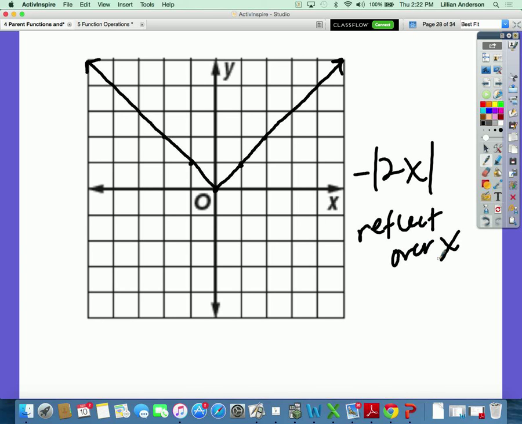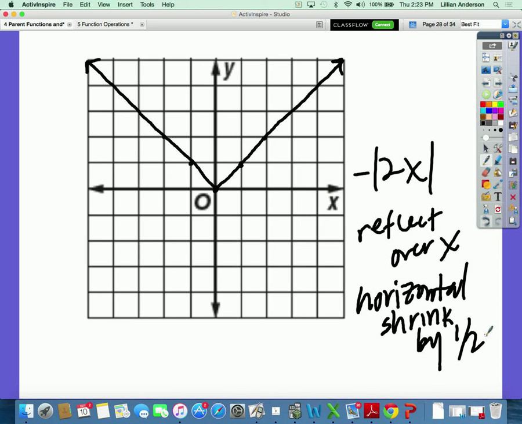And that 2, it's not on the outside, it's on the inside, which means it's vertical or horizontal. Stretch or compress. Stretch or shrink, sorry. Shrink. Okay. By a factor of what? 1/2. So that means that all of my what are getting multiplied by 1/2? All my x's. Remember, horizontal is always the reciprocal.